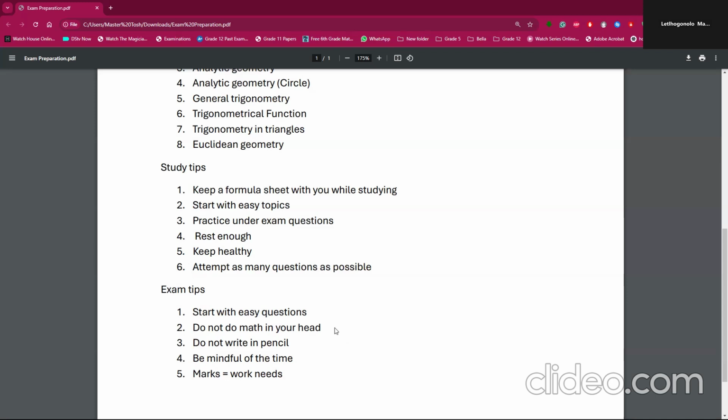Now, when you're in the exams, there are other tips that I would recommend. Start with the easy questions. Again, this is mostly time saving and it builds your confidence. Do not do math in your head. We all know 1 plus 1 equals 2, but please put 1 plus 1 in your calculator so that you know it is equal to 2. Do not do anything in your head. Always do it on the paper. Write it out. Understand it so you do not make arithmetic mistakes.